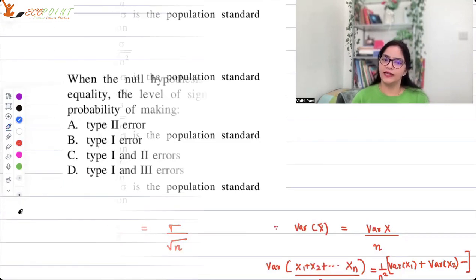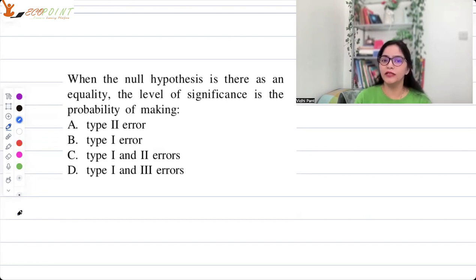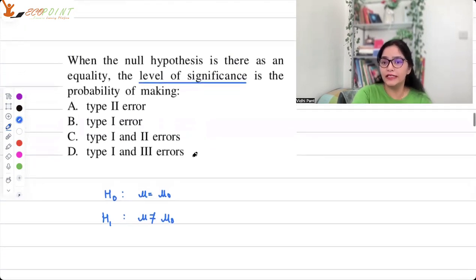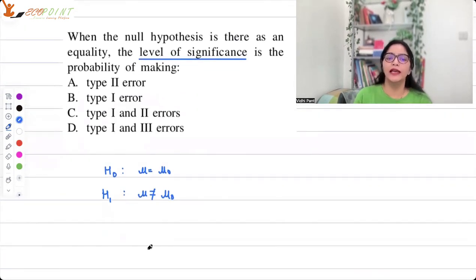error or the standard. The next quick question: when the null hypothesis is there as an equality, like for example, if we say null hypothesis is that mu is equal to mu naught, and that means your alternate hypothesis will be mu is not equal to mu naught. So therefore, you don't have an alternate. The level of significance is the probability of making. So what you need to know here is the decision table, which I've done in one of the videos. And level of significance is basically alpha.